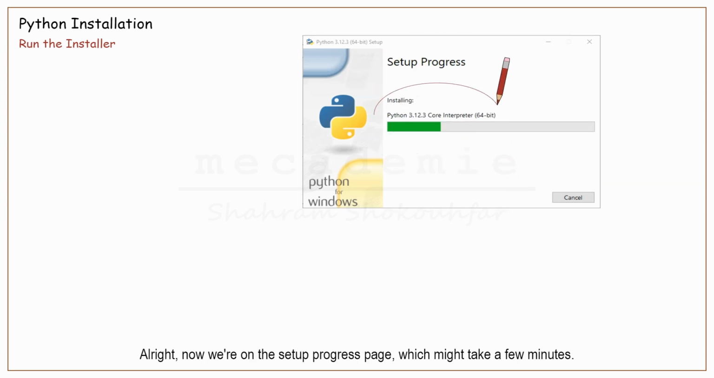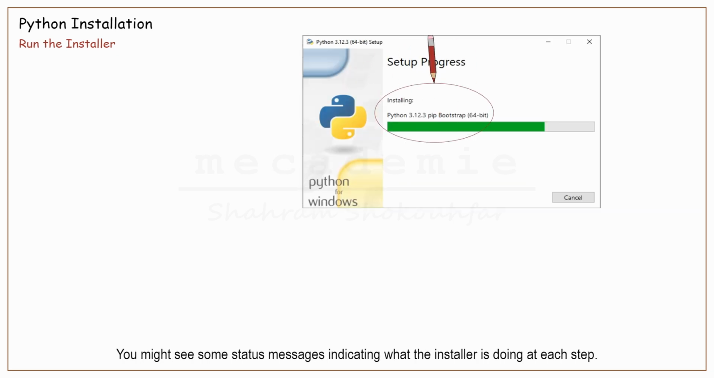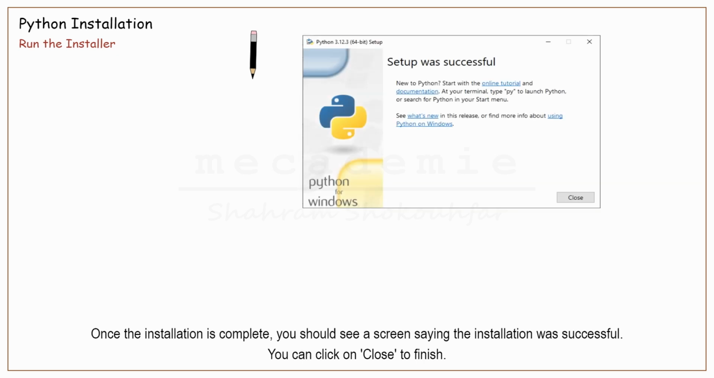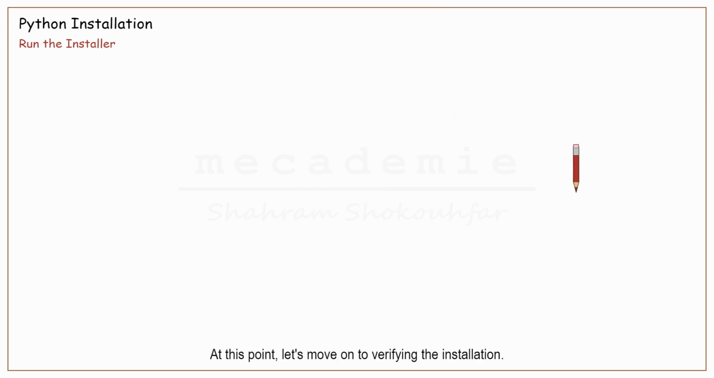All right, now we're on the Setup Progress page, which might take a few minutes. You might see some status messages indicating what the installer is doing at each step. Once the installation is complete, you should see a screen saying the installation was successful. You can click on Close to finish. At this point, let's move on to verifying the installation.